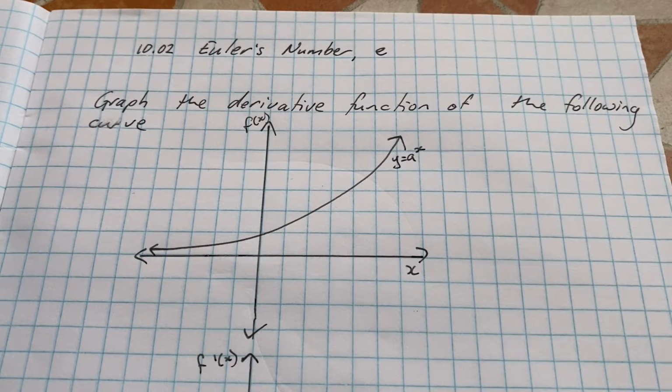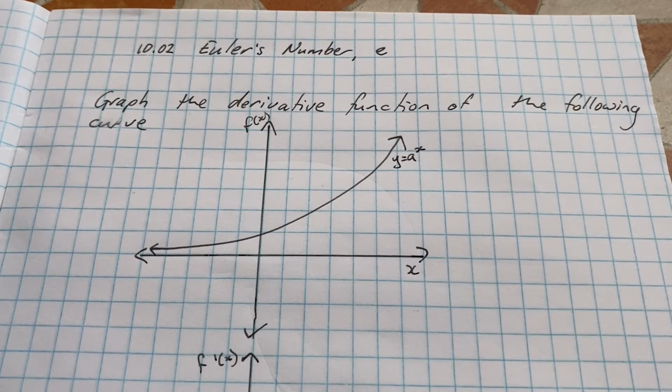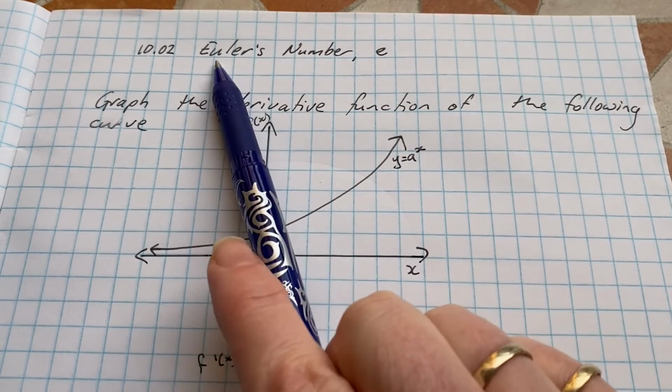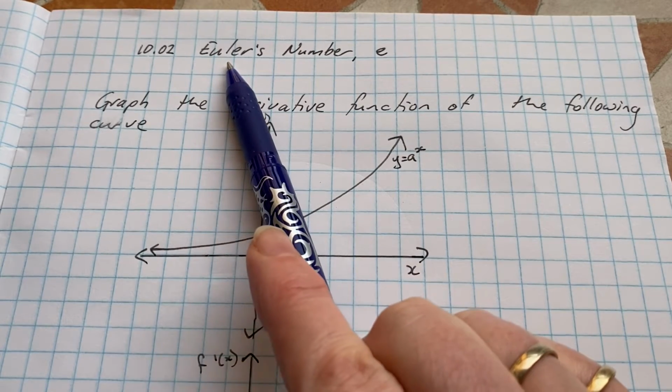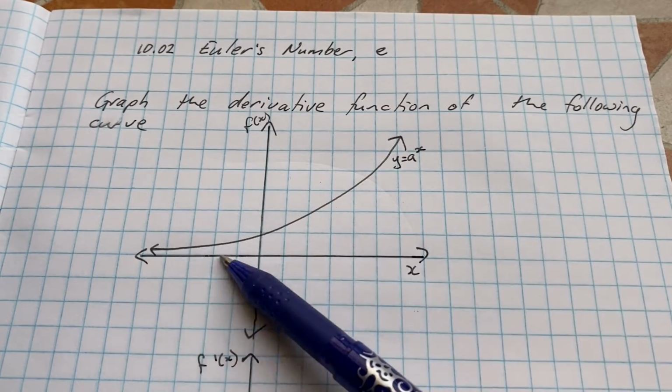Okay, exercise 1002 is Euler's number, or E. Now that button's in your calculator, you've seen it before. Just like the pronunciation there, it's not Euler, it is Euler. We have to graph the derivative function of this curve.